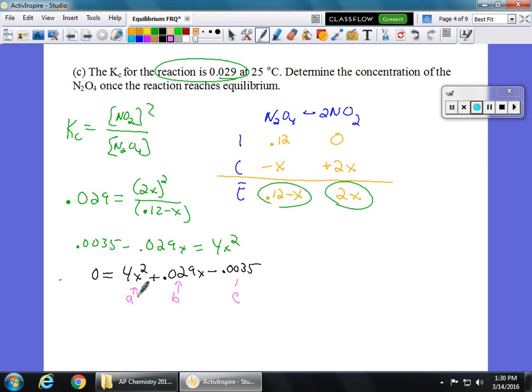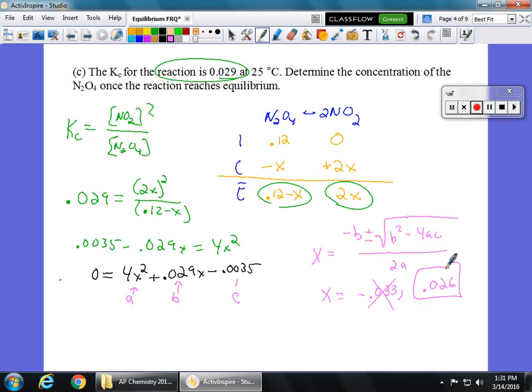And if we substitute those into the quadratic equation, our x is going to be equal to negative b plus or minus the square root of b squared minus 4ac over 2a. We're going to get two different values for this. The first value comes out to be negative 0.033, and the second value is 0.026. And you should realize that one of these is going to be incorrect: the negative value cannot possibly work. We can't have a negative concentration for the NO2.